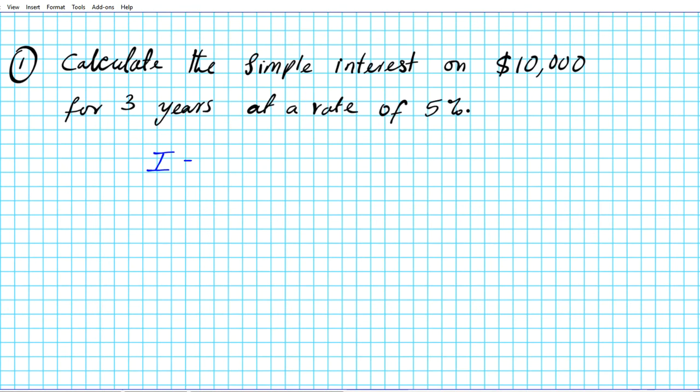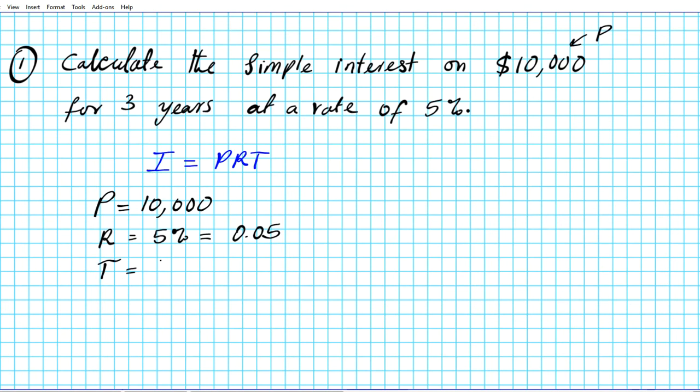Simple interest I is equal to principal times rate times time. Okay, so let's state what we know and what we need. So based on this problem, our principal, the starting amount, is 10,000. Okay, so whatever you're calculating your interest on, that's your P. The rate R is 5%, which has to be converted into decimal form. To do that, you move the decimal point to the left 2 places, so that's 0.05.